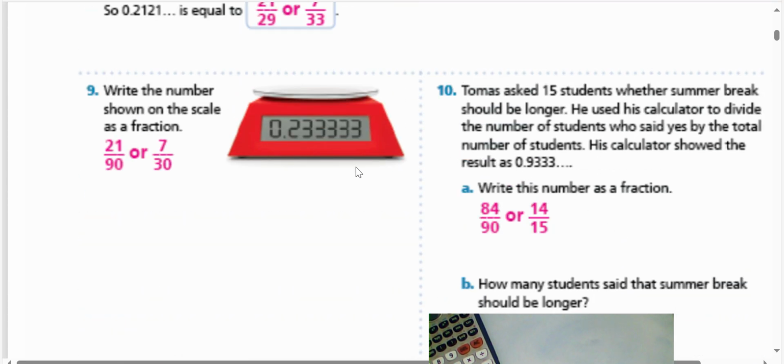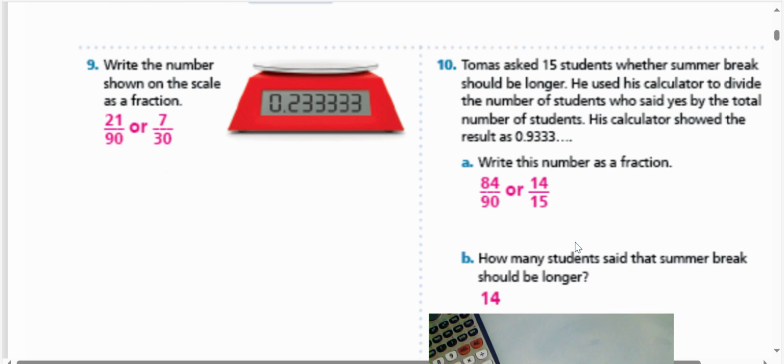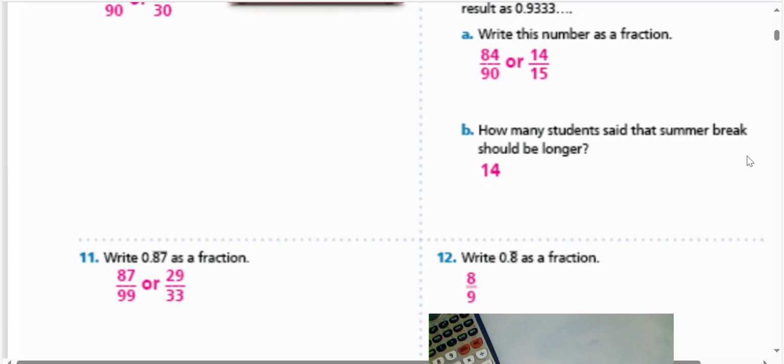The weight here is like this. You can write in the calculator 0.2333, it will be 7/30. It's an easy question. And we also have this number 0.9333. We can write it in your calculator and press equal to convert. Your calculator can help you. Okay. How many students say that the number should be longer? We have here 14 students. This number as a fraction, we can write in your calculator. It's an easy question.